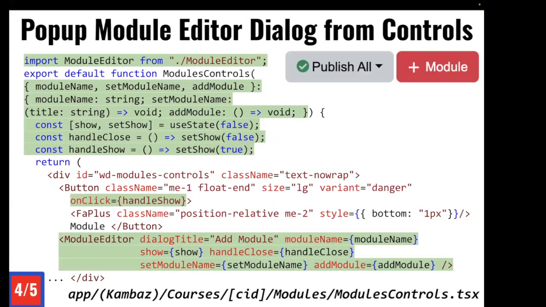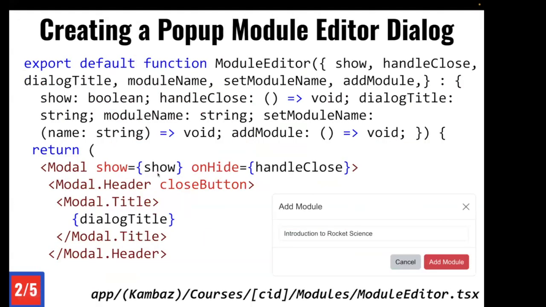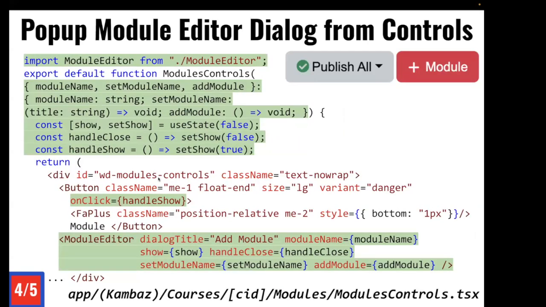So yeah, here is the intermediate module controls. If we click on the plus module here, we're going to call handle show, which sets the state variable show to true, which gets passed down to the module editor, and we know what the module editor does with that. That causes the modal to display. Okay. We also pass to the module editor the module name, the set module name, and the add module that actually gets passed down to us. So this here.